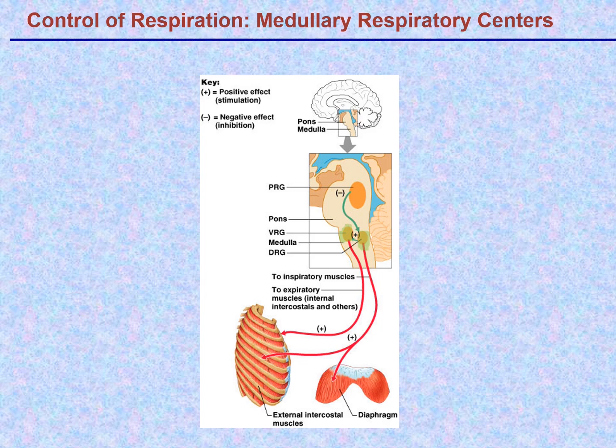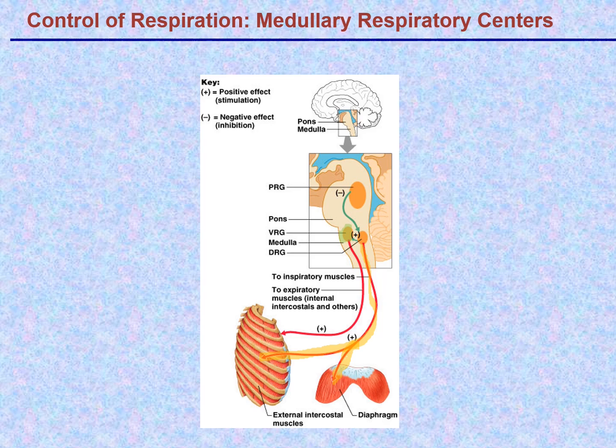And notice that the dorsal respiratory group is sending signals out to inspiratory muscles, the external intercostal muscles and the diaphragm that are involved in inspiration. When they contract, they will trigger an enlargement in the volume of the thorax, lung space, pleural cavities, and therefore a drop in pressure and air goes in.